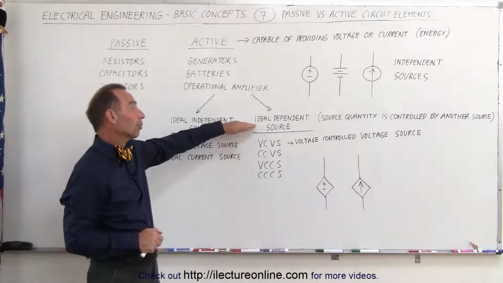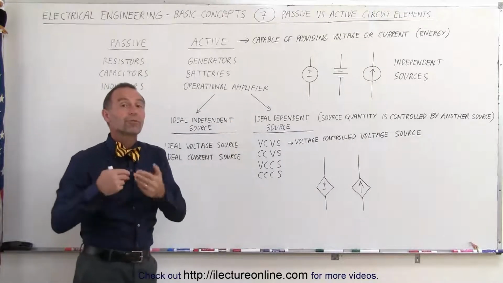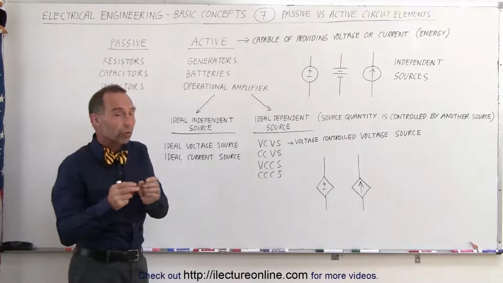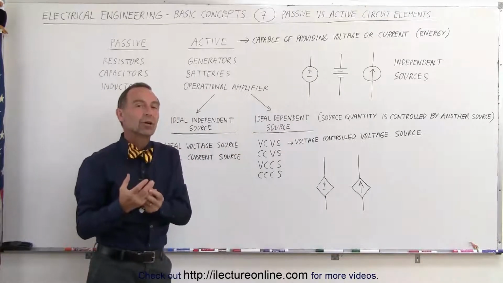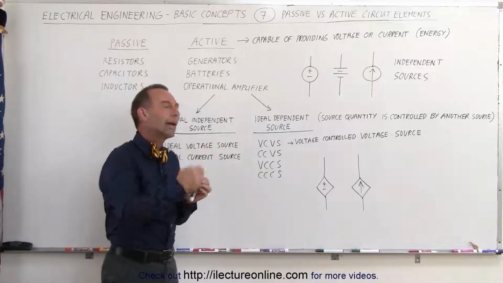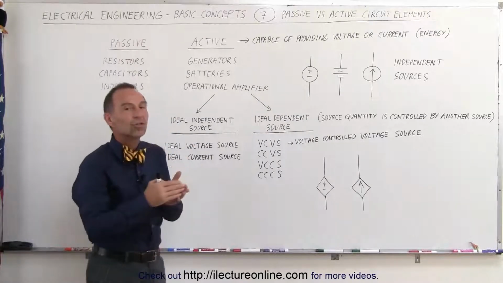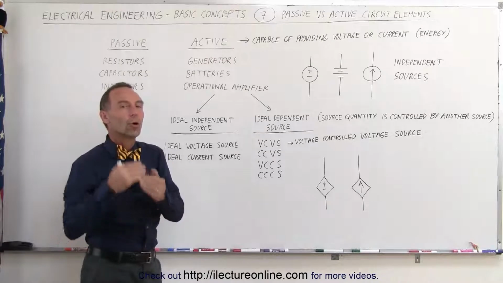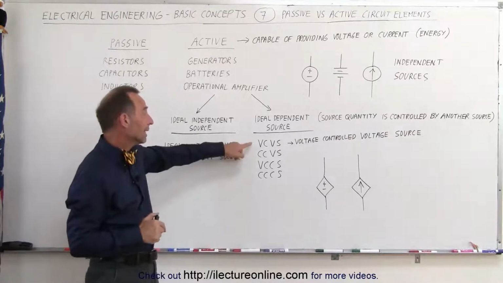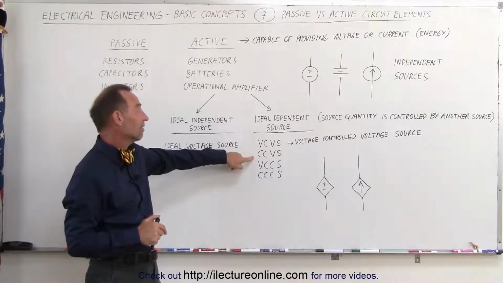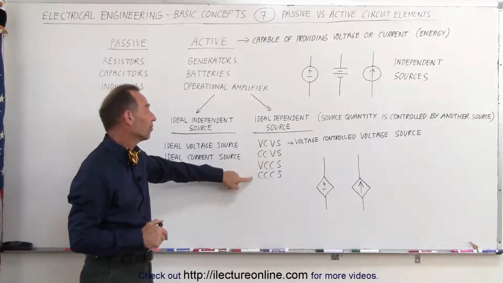An ideal dependent source can still produce a sufficient amount of current or voltage, but it depends on that through some other source. It must get that energy, or be controlled through some other active element producing that energy, so it can maintain the current or the potential difference. There are 4 different kinds of those. We call them either the VCVS, the CCVS, the VCCS, or the CCCS.